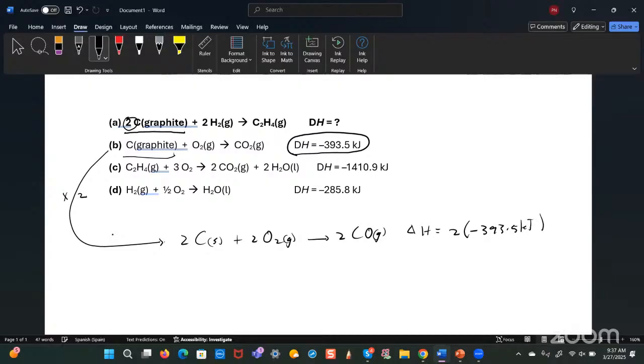All right. So that's CO2 gas, thank you, CO2 gas, all right? Okay, so that's the first thing, right? Because you have a 2 here beside the graphite, you'd multiply this equation by 2 so that you have a 2 here beside the carbon as well. Okay, the next thing I'll do is compare equation C to equation A.